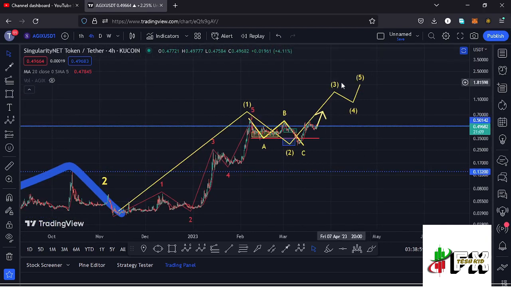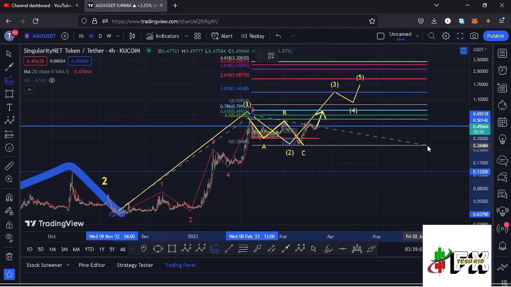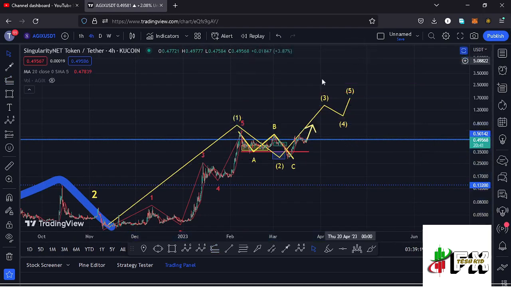Allow me to first sketch out a target area to the upper side in the formation of this wave 3, which is my primary scenario here on the Agix chart, by connecting the trend-based Fibonacci from the low of the first wave to the high of that wave 1, then dragging the fibs to the low of the second wave, and that gives me a minimum target area to the upper side in the formation of that wave 3 at the fib level 1.618, and that is at around the $1.34348 mark, and that is the minimum that I'll be expecting Agix to do here on the long-term scenarios.